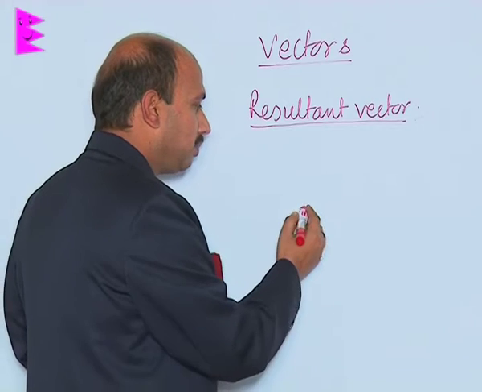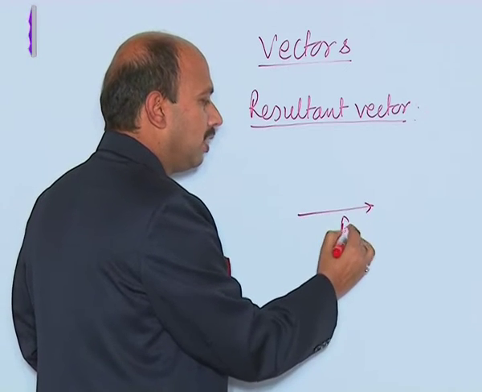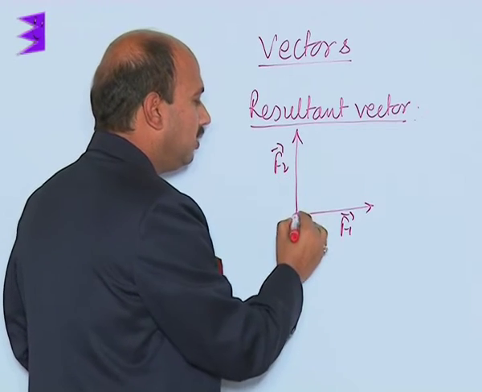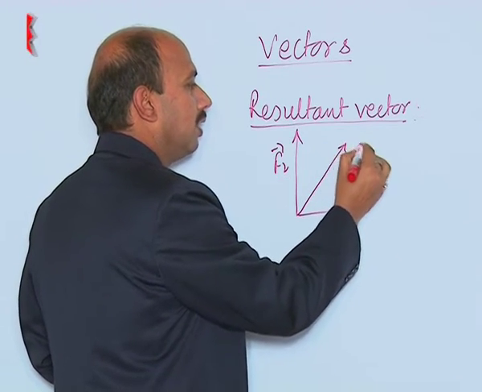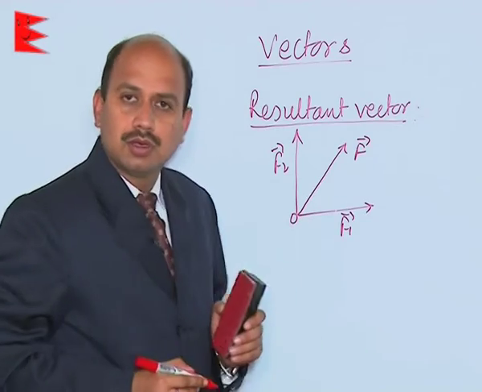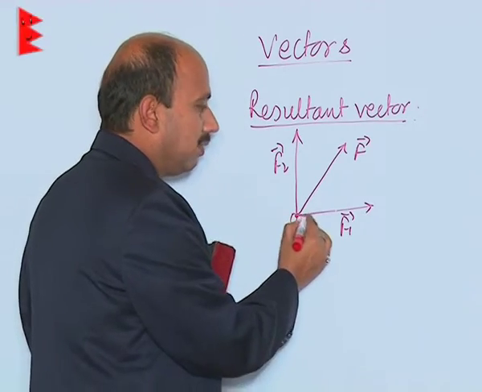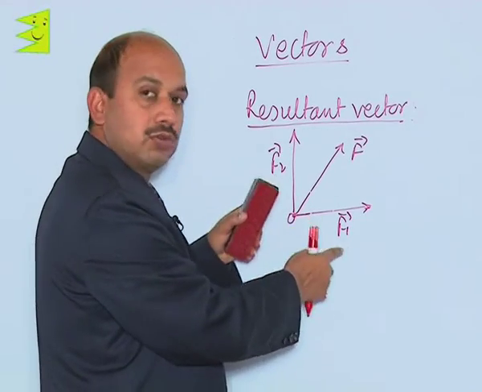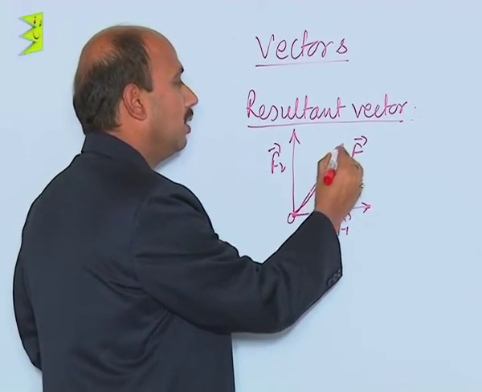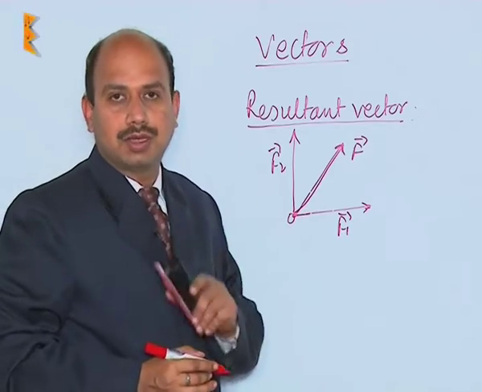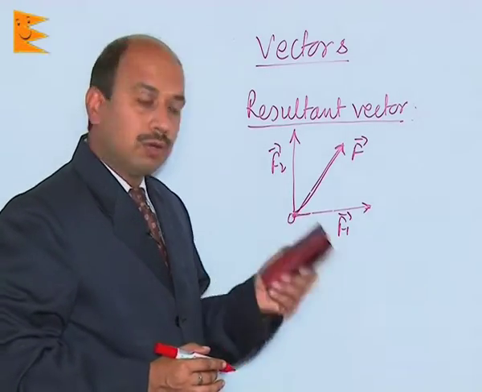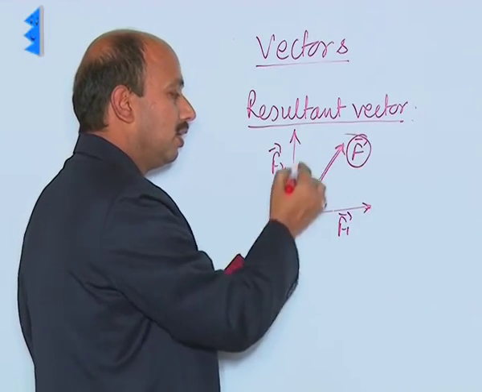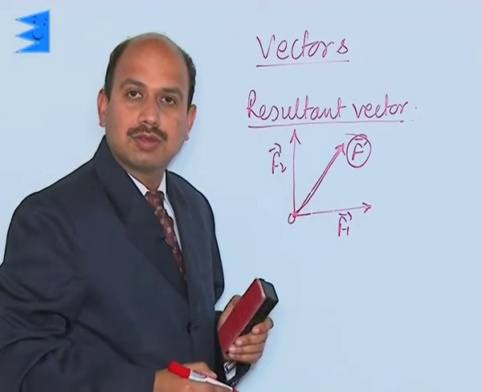Suppose one force is acting to this side and another force is acting to this side. Their resultant is represented like this, that is F. So there are two vectors, F1 on this side and F2 on this side. The combined effect of these two vectors is this one, and it is known as the resultant vector. The nature of all these vectors is the same. It means the nature of the resultant vector is the same as these two vectors.